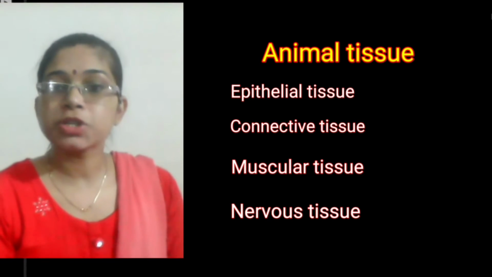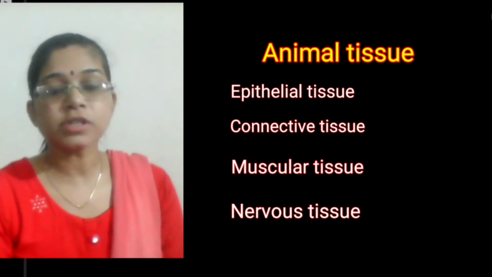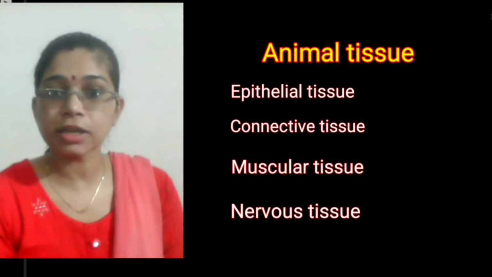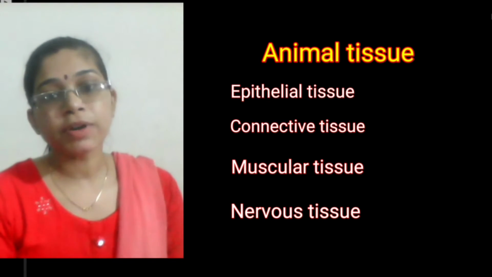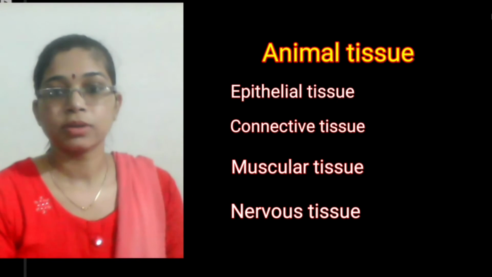This is a flowchart which shows animal tissues present in humans as well as in animals. The first one is epithelial tissue, then connective, muscular and nervous. One by one we will discuss all of them in detail. Today we are going to start epithelial tissue.